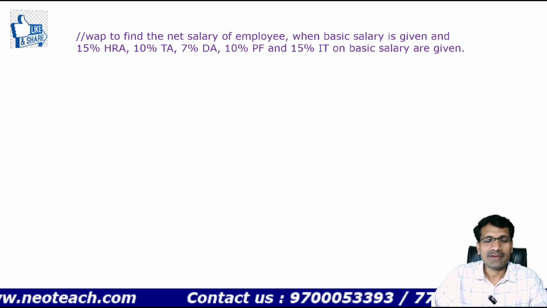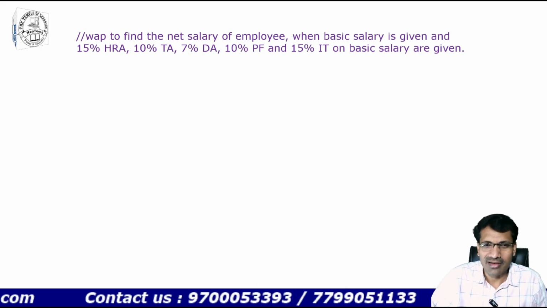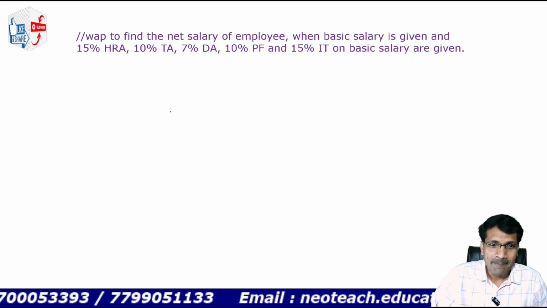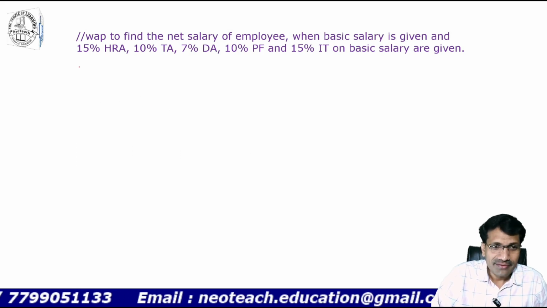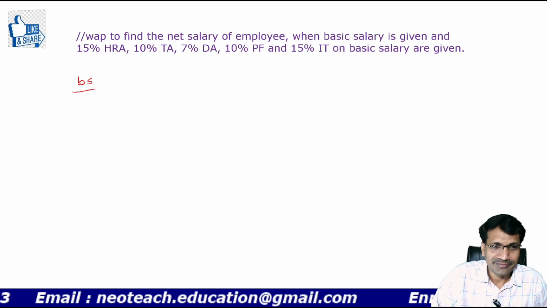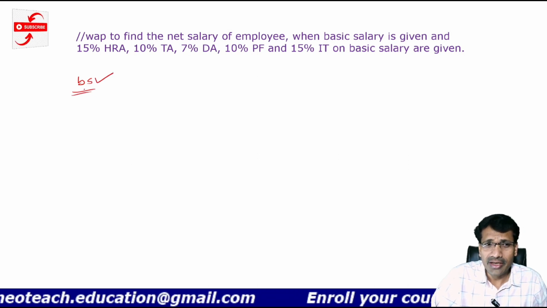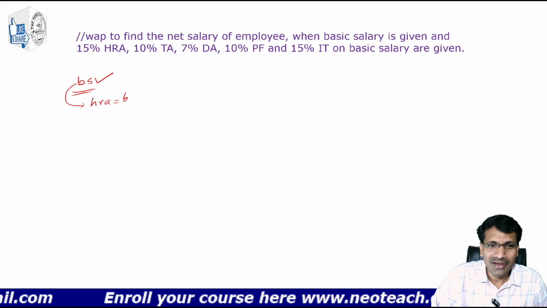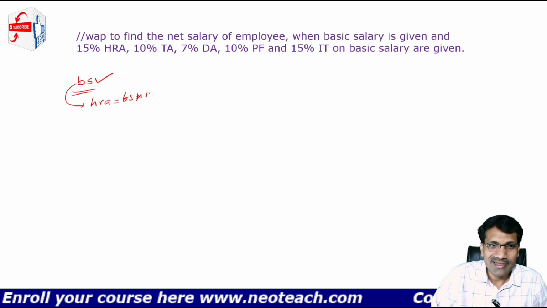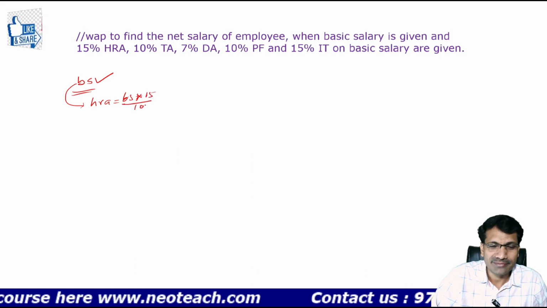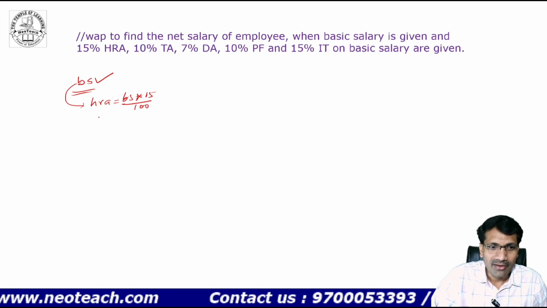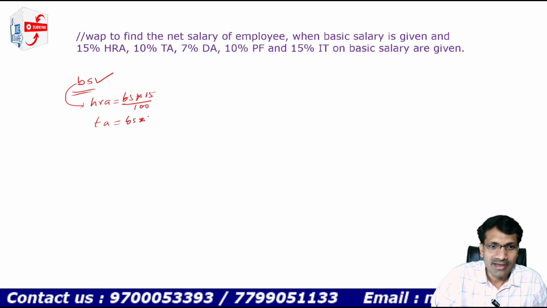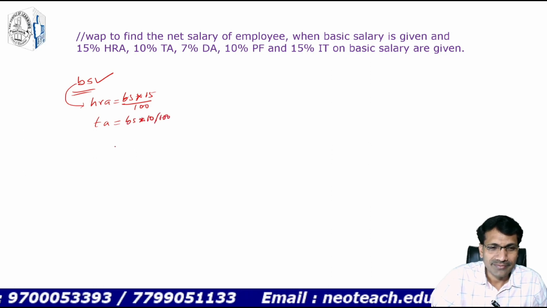Okay, for example purposes I have given some percentages, they are not actual, just for example. Here, how to calculate? See, first we should take some basic salary which we are going to input. Based on this we are going to calculate HRA, right? HRA, how much percentage on basic salary? 15 divided by 100, this we are going to find. And after that TA, traveling allowance, we also find on basic salary, 10%, so 10 by 100.